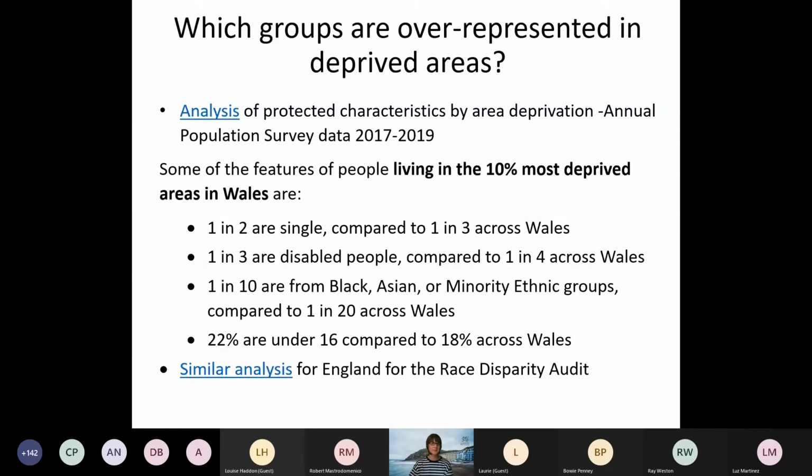The Welsh analysis is framed by protected characteristics as defined by the 2010 Equality Act, and by using 3 years of annual population survey data, we're able to look at 7 out of 9 characteristics and assign responses to an area deprivation group. So these findings focus on the most deprived 10% of areas, and the bullet points look at the composition of this 10% most deprived category to highlight some groups that are overrepresented in that category. And this includes single people, disabled people, and those from Black, Asian, or minority ethnic groups.